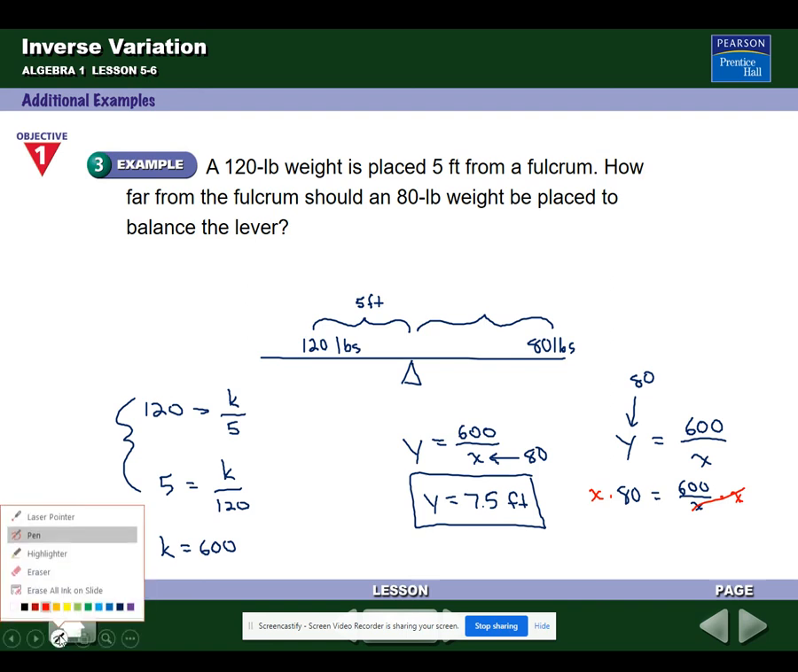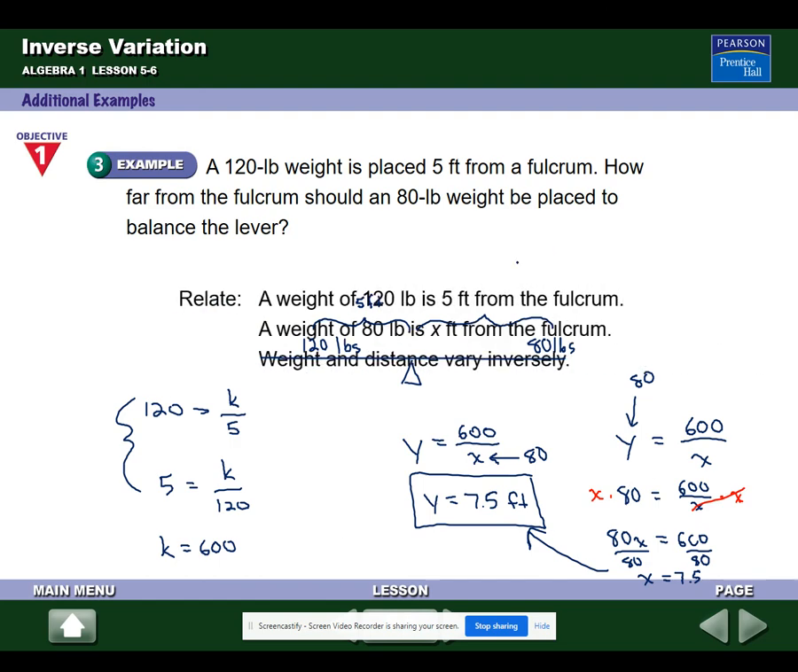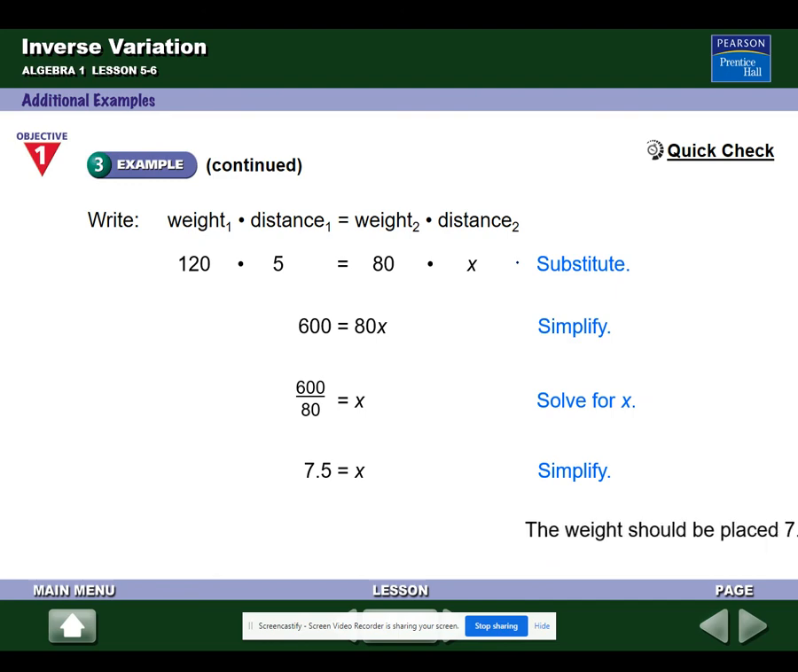So now you have 80x, don't write x80, right? 80x equals 600, and then you would divide both sides by 80, and you're going to get 7.5. Same thing we got here. This is not the case with direct variation. Don't think that you can do this with direct variation. With direct variation, we said very clearly you divide the y by the x, not the other way around. Here, it's a product. It doesn't matter which way you multiply. That's really the commutative property. All right, there's your 7.5.